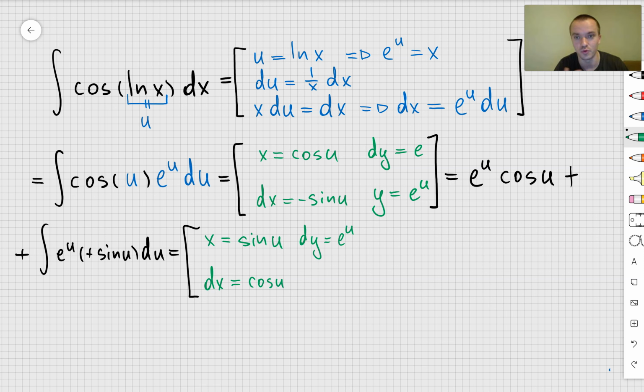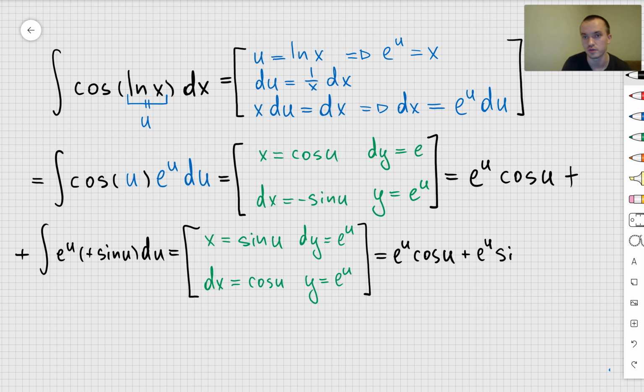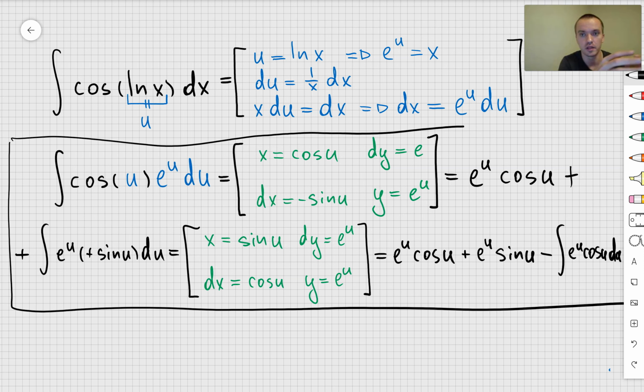And I'm going to use the same choice for x and y, but in that case I'm going to have sine u and e to the u. And again, if I multiply x by y, what I'm going to have is e to the u cosine u plus e to the u sine u minus the integral of e to the u cosine u. And here you can observe, if we look at our integral e to the u cosine u, then by doing integration by parts twice, we end up with the same integral on the right hand side with a negative sign.